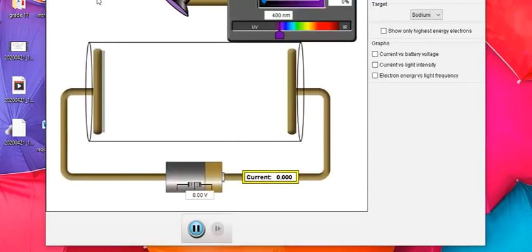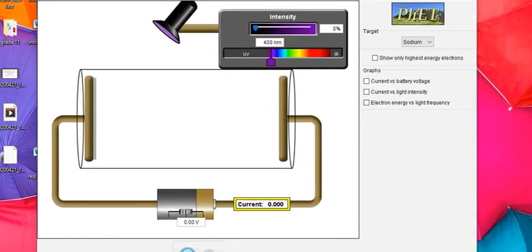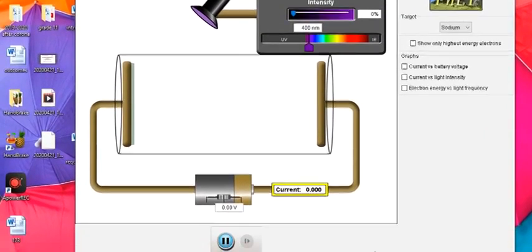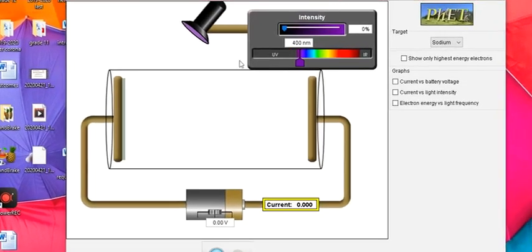This simulation makes us understand photoelectric emission more. As we see above here, we have a source of light. This is the source of light, and we can adjust the intensity of light. The intensity now is zero. We can also change the color of the light used. On the left side, I have the cathode, the metal where I will shine the light. I will show you. I will increase the intensity, so I am shining light on the metal.